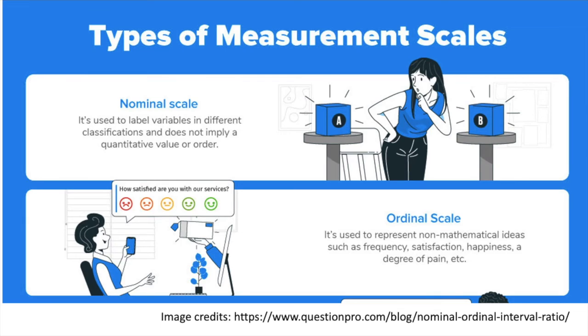Ordinal scale. It is used to represent non-mathematical ideas such as frequency, satisfaction, happiness, a degree of pain, etc. For example, a semantic differential scale question such as, how satisfied are you with our services? 1. Very unsatisfied. 2. Unsatisfied. 3. Neutral. 4. Satisfied. And 5. Very satisfied.